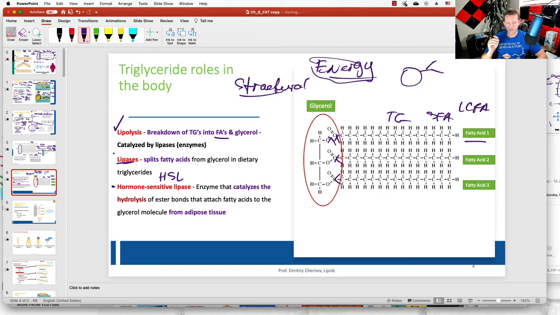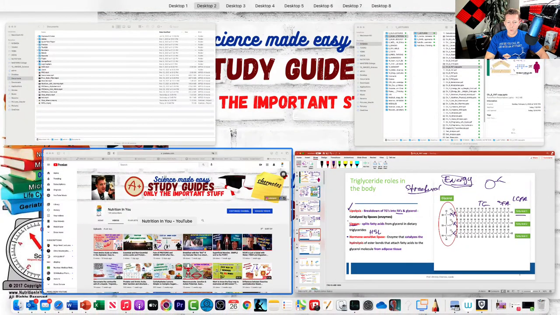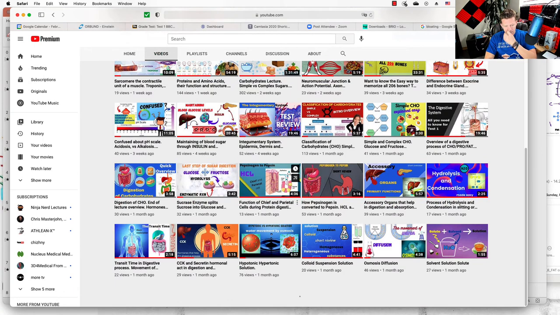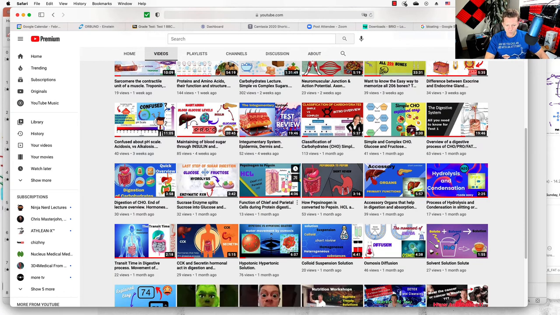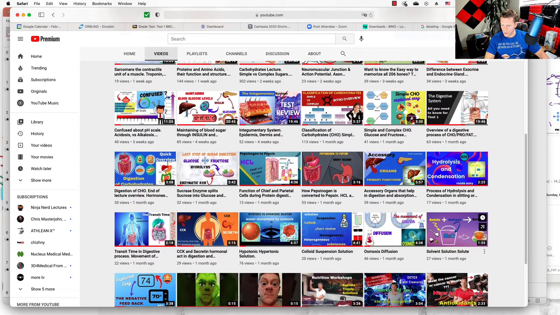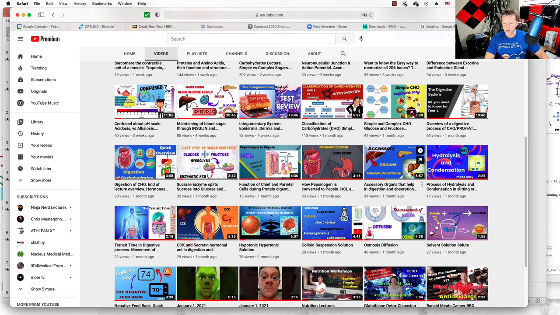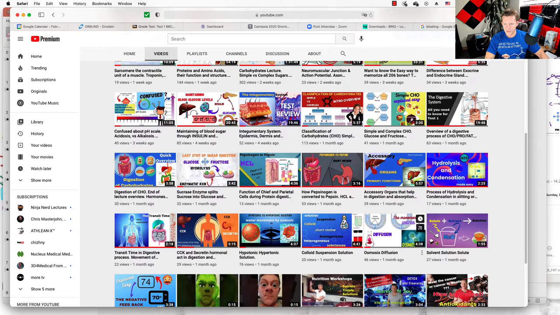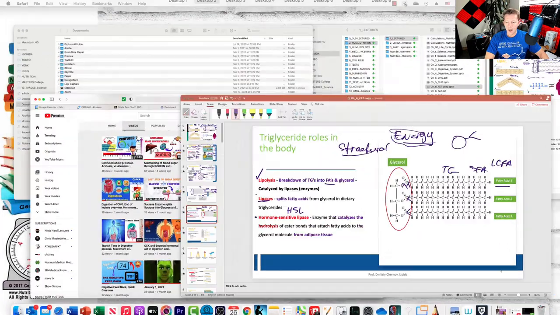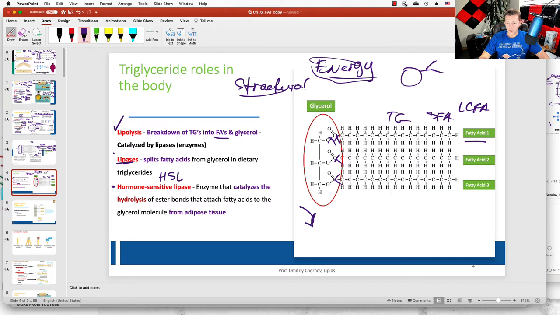If you want a refresher on hydrolysis, by the way, you can go to Nutrition in You and look for one of the study guides, the shared note that I created on hydrolysis. It is somewhere among solvent, solution, osmosis, colloid, hypotonic. So it is somewhere here. I don't see it right now, but it is somewhere here. So it is when water enters and starts separating molecules together with enzymes. So hydrolysis separates the attached fatty acids from the glycerol from adipose tissue.